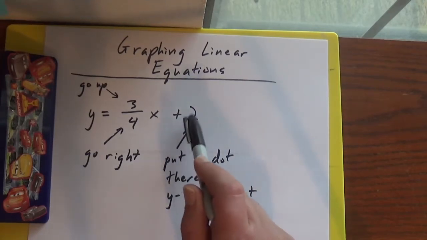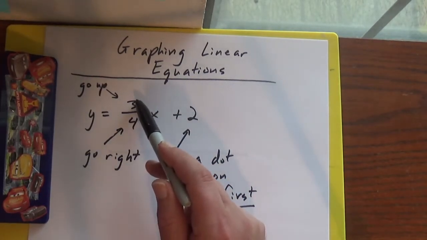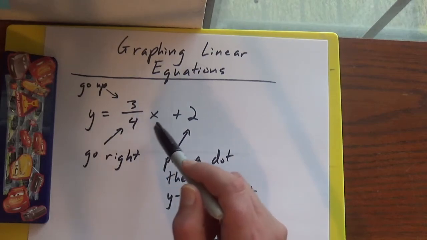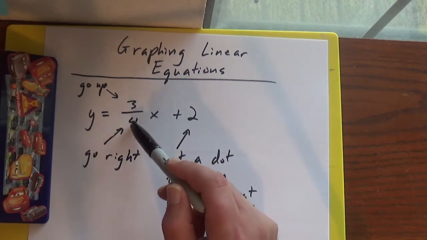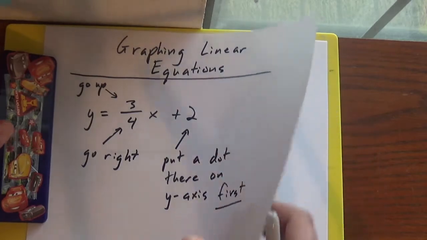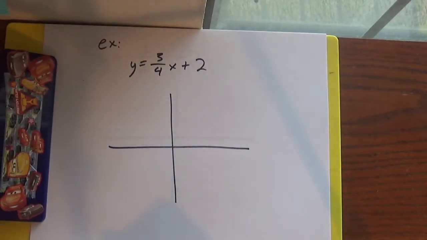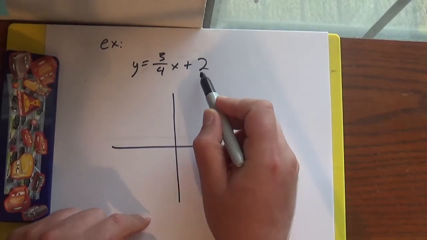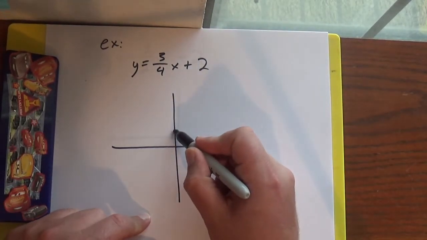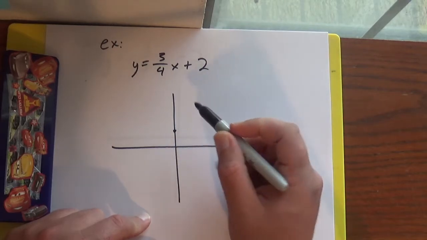After that, from this point, the top tells me how much up and the bottom tells me how much over. So I'm going to go up 3 and over 4. So on my graph, my y-intercept is 2. So I'm going to put a dot right there where the 2 is. I'm going to go up 3.